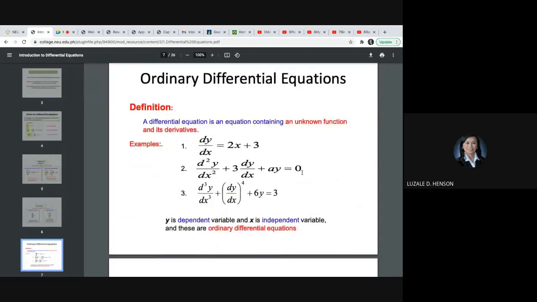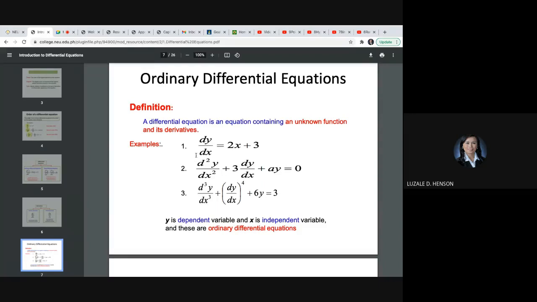Now, going back to ordinary differential equation, a differential equation is an equation containing an unknown function and its derivative. So you have an unknown function which you are going to solve, and there is a derivative expression. So y is the dependent variable and x is independent. As you can see in these examples, y, which is in the upper part of the fraction, is the dependent variable, and x, in the lower part of the fraction, is the independent variable.